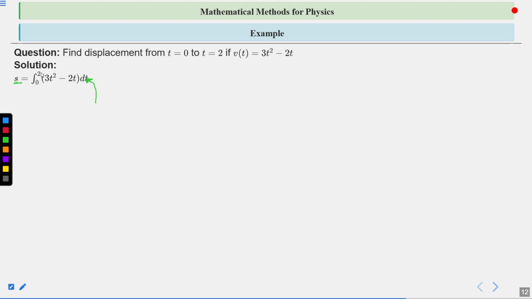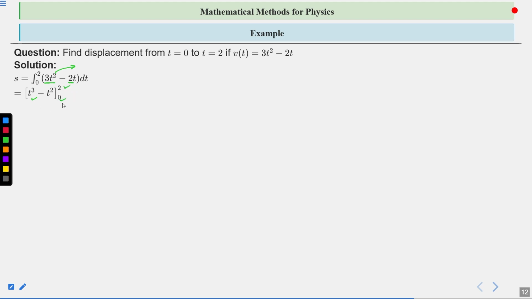Now from this relation, we know s is equal to the integration from 0 to 2 of 3t square minus 2t dt. So taking the integration, 3t square becomes t cube and the integration of 2t is t square. So we can write 3t cube divided by 3. So 3 cancels out. Remaining term is t cube. Similarly, integration of 2t is t square. And the initial limit is 0 and the final limit is 2.